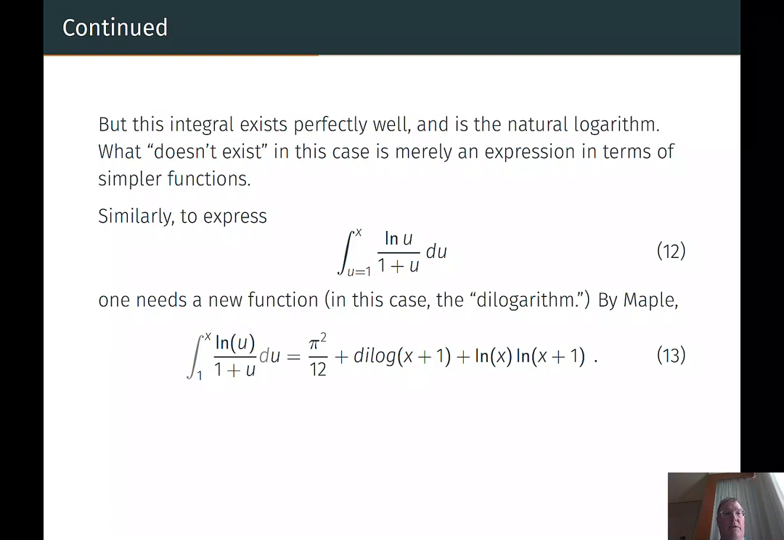So similarly, to express the integral of log u over 1 plus u, one needs this new function, in this case, the dilogarithm. If I use Maple to do this, Maple says instantly, oh, that integral is pi squared over 12 plus dilog of 1 plus x plus log x times log of x plus 1. So by extending the alphabet, we can do this one. And in fact, we can also do the x tan x one as well by a change of variable. Maple gives the answer perfectly well.